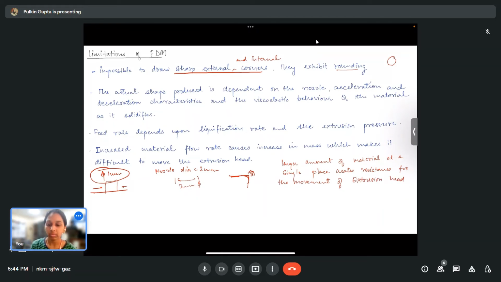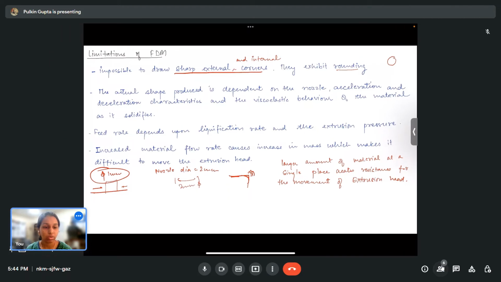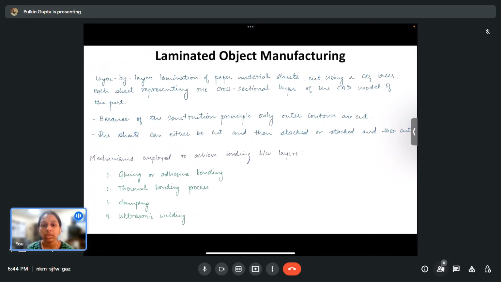Okay, so this was all about the extrusion based processes, or liquid extrusion based processes. In case you have any questions, you can ask, if anyone is having any questions. Okay, so we can move forward to laminated object manufacturing.